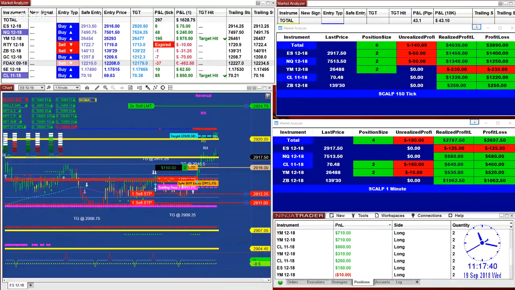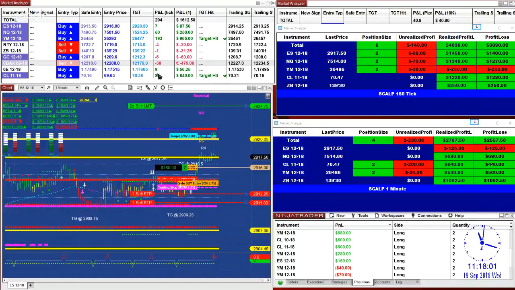We still don't have a new signal on the RTY, on the Russell, and the 30-year Treasury bond, we don't have any new signals either right now. Or maybe it did when I was gone, I'm not sure. I don't know if you remember when we had the signal on the 6E, already 9 ticks, 10 ticks on that trade from the last signal. And I don't remember which other signals we have.